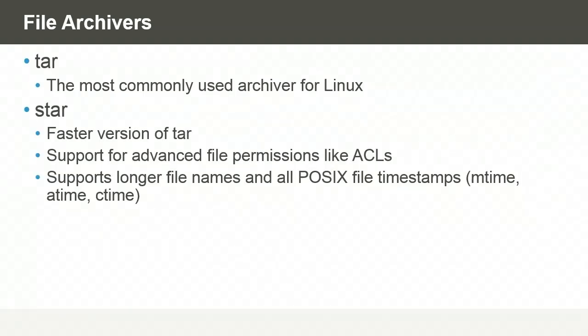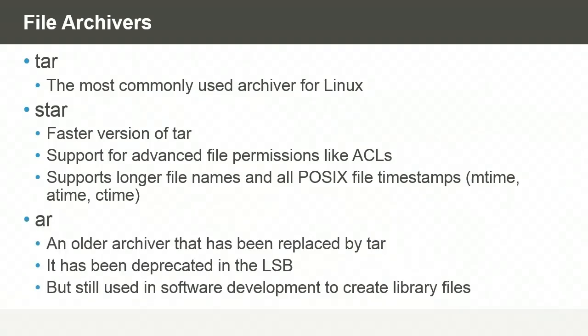Star is a faster version of tar. It's got support for advanced options like file system access control lists. It also supports longer file names. The ar file archiving command is an older tool that's been deprecated in the Linux Standard Base, but it is occasionally used in software development environments.